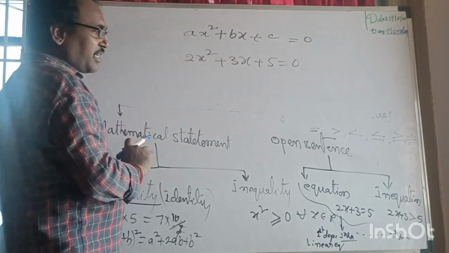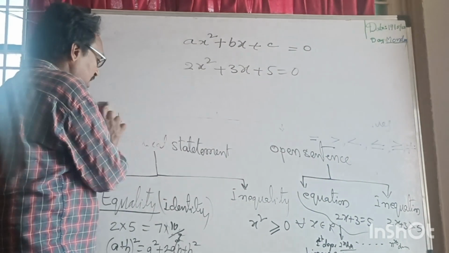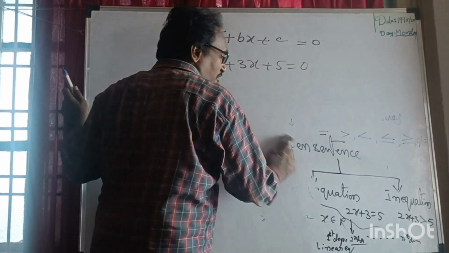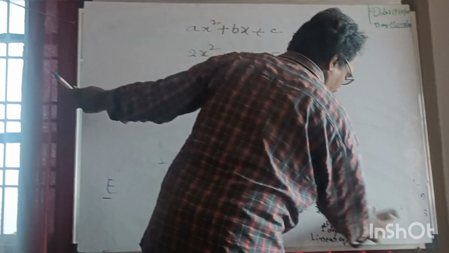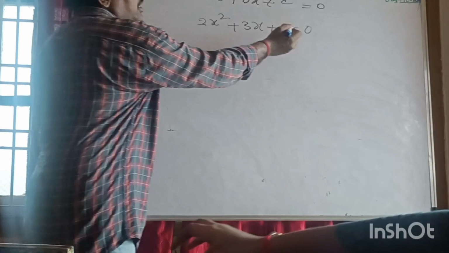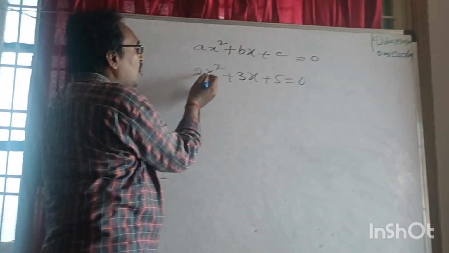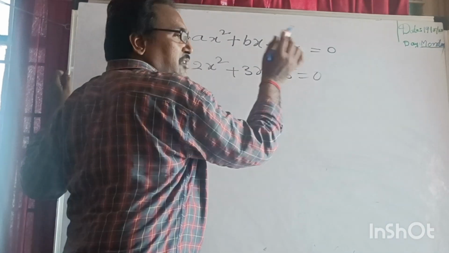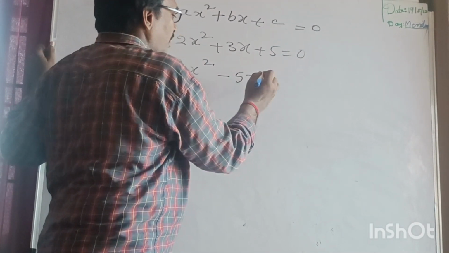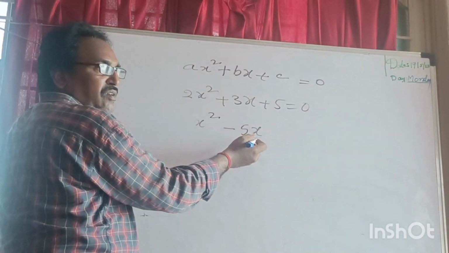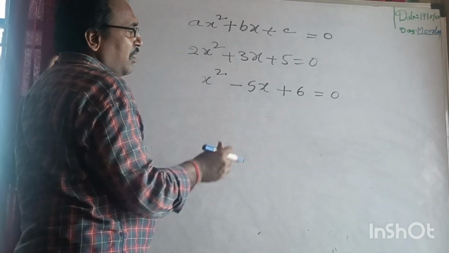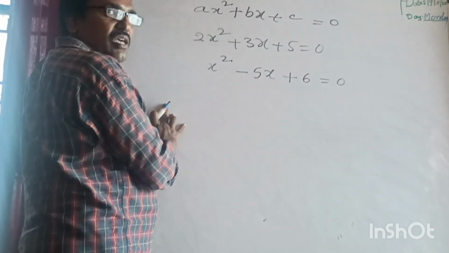In this quadratic equation, what we have to understand is, if I say 2x square plus 3x plus 5 is equal to 0, it means that for some value of x, this total expression becomes 0. For example, a simple example: x square minus 5x plus 6 is equal to 0. This is the quadratic equation.